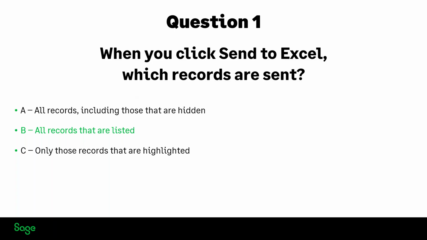So question 1, when you click send to Excel, which records are sent? It's B. All records are listed. So it's one of the few things where it will ignore any records that you might have highlighted. If you highlight records and then run a report, it will only run that report based on what you've got highlighted on your list. But when you click send to Excel, it will send anything that's listed, whether it's highlighted or not.